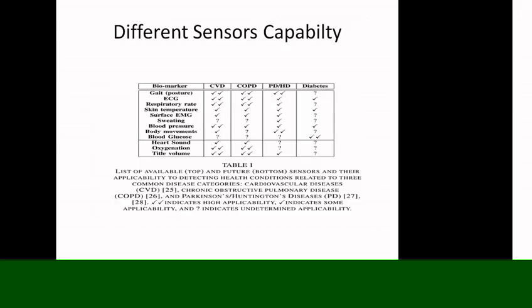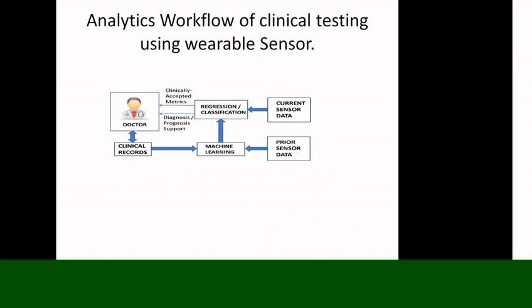If you refer to this matrix, there are different biomarkers like gait, ECG, respiratory rate, skin temperature, surface EMG, sweating, blood pressure, body movements, blood. If you see that body movements and postures help us identify or assess cardiovascular diseases, chronic obstructive pulmonary diseases, Parkinson's disease, Huntington's disease. In the diabetes case it is not helping, but you can see that gait is helping us assess various important parameters of human health. Okay, so that's why gait, walking, is considered for study purposes.